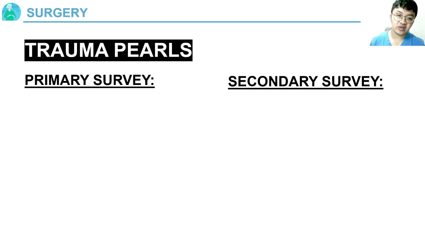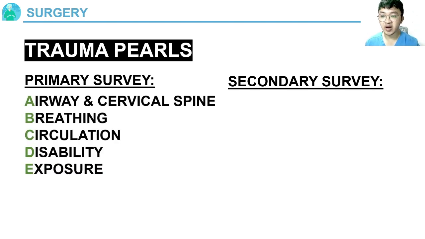Next, we have your other trauma pearls. Just remember your primary and secondary survey. For primary survey, you have airway, breathing, circulation, disability, and exposure. We have the mnemonic A, B, C, D, E. Again, it's airway, breathing, circulation, disability, and exposure.